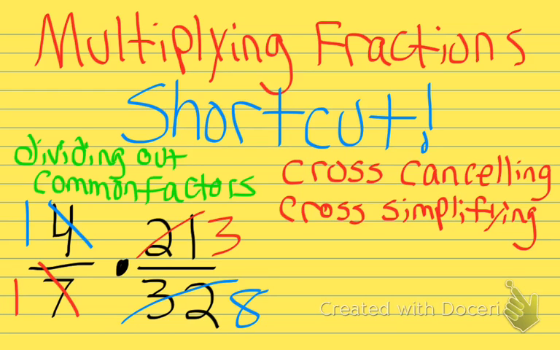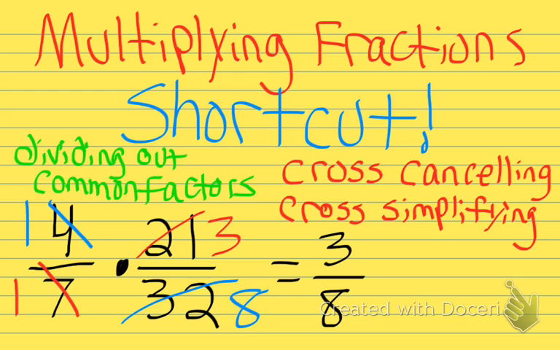When you multiply this, rather than multiplying those really big numbers we had, you can just multiply these numbers. So up top, 1 times 3 is 3. On bottom, 1 times 8 is 8. So we get 3 over 8. Now that's our final answer, and that is a whole lot better than what we had before.